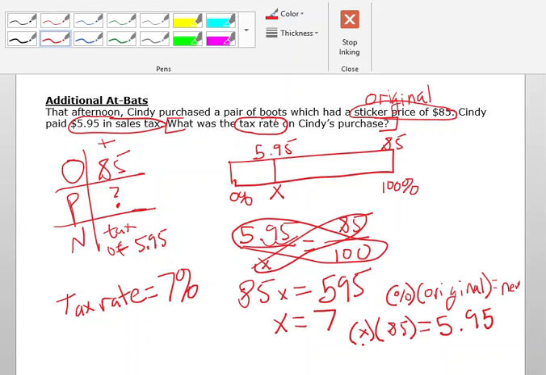I would divide both sides by 85. Whoops, divided by 85. And in this case, I would get x is equal to 0.07, which is 7%.